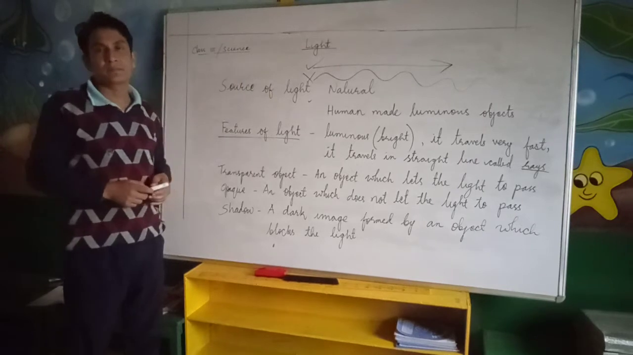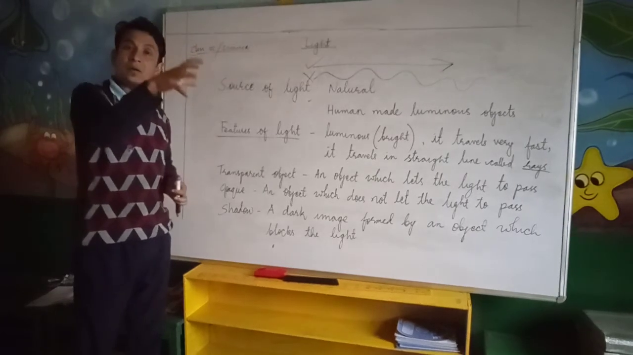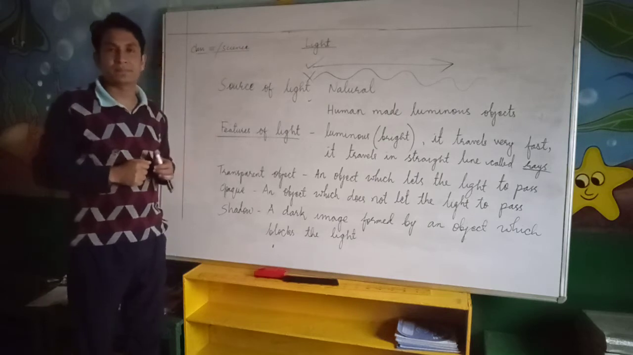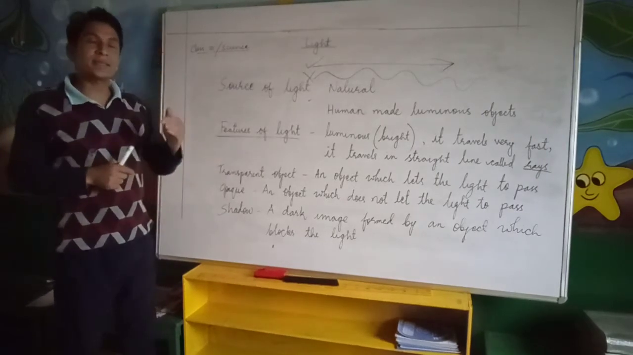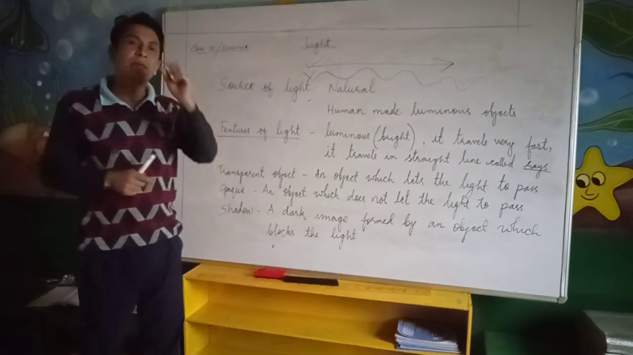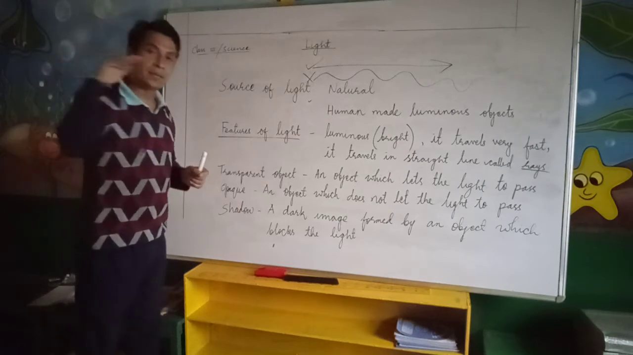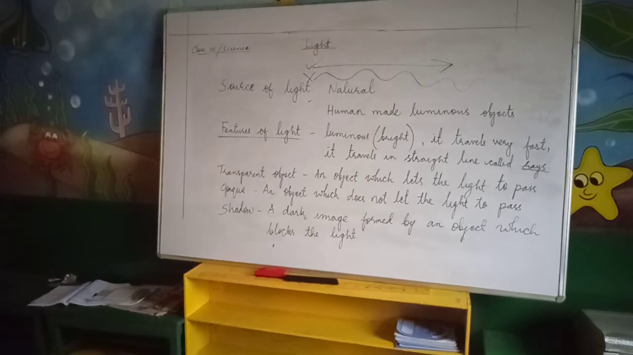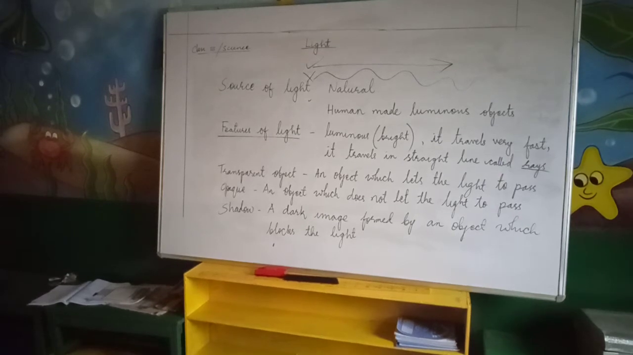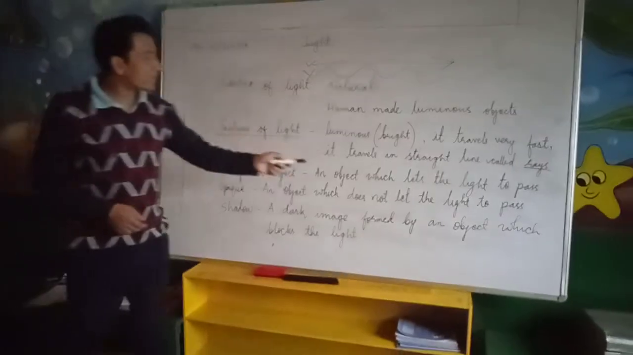Glass. How can we see an object? When the light falls on an object, we can see that object. Okay. There are certain such objects which let the light travel through them. Such objects through which light can pass to the other side. Okay, transparent object: an object which lets the light to pass.